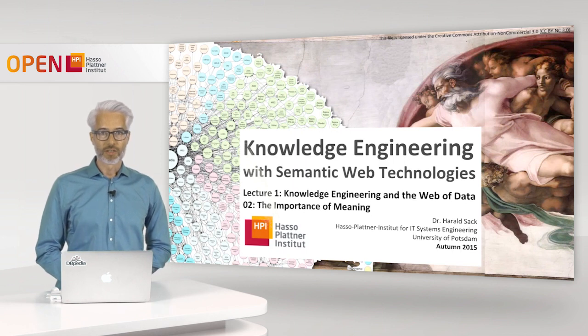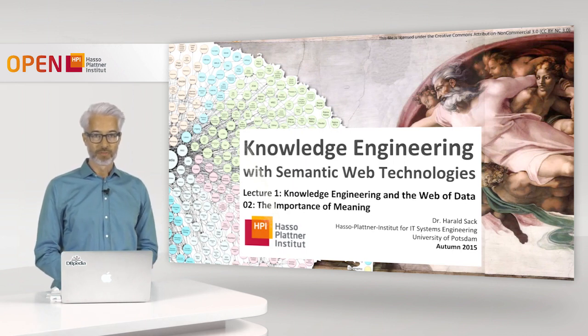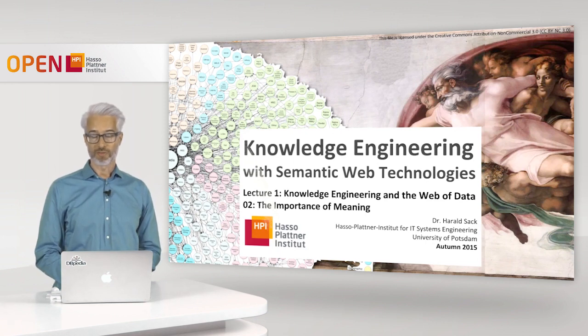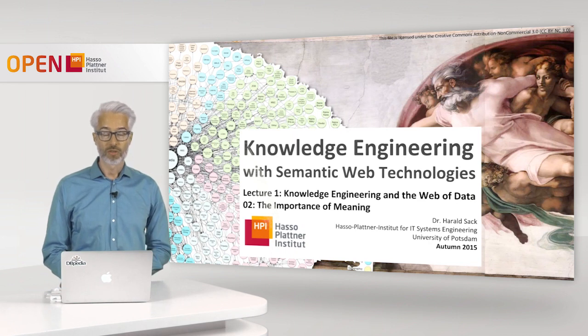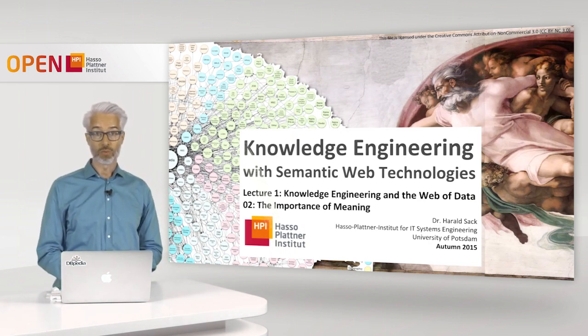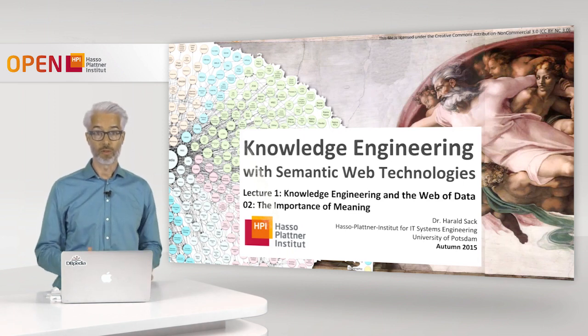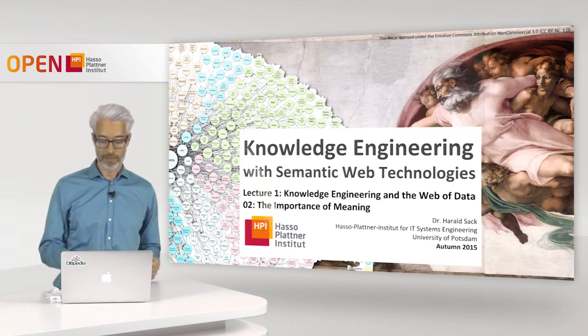This is knowledge engineering with semantic web technologies. And this is the second part of the first lecture, knowledge engineering and the web of data. While in the previous part of the lecture, we were talking about the information in the web, to understand the information in the web, it is really important to determine the correct meaning. So, in this part of the lecture, we will talk about the importance of meaning and what meaning really is.